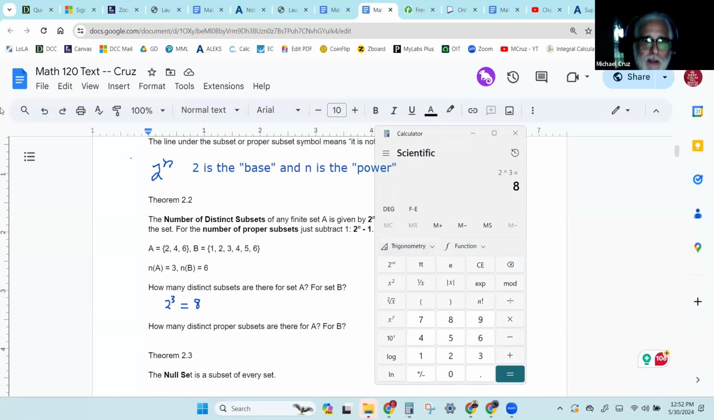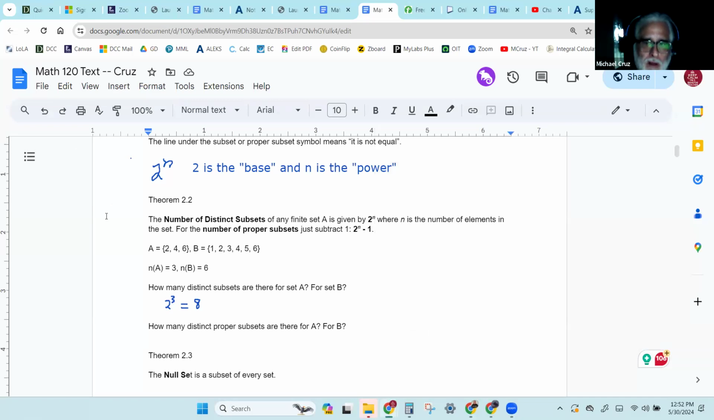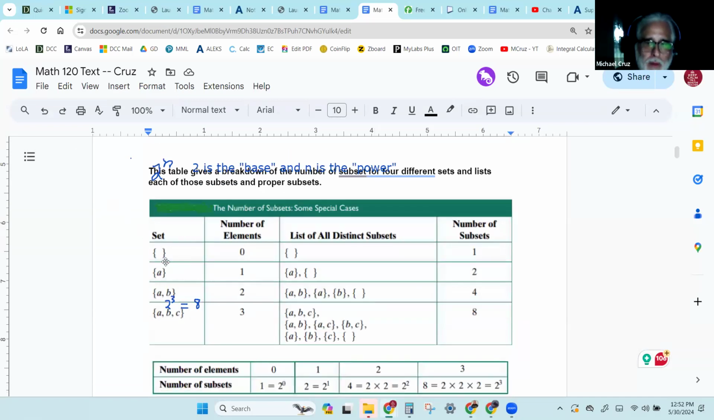Let me see if I can explain this to you, and then I'll come back to this. This set right here has 0 elements. This one has 1, this one has 2, and this has 3. If we list all the subsets out, on an empty set, there's only one subset. That's the subset itself, the empty set itself. So there's only one. So 2 to the 0 power, in other words, 0 elements, is 1.